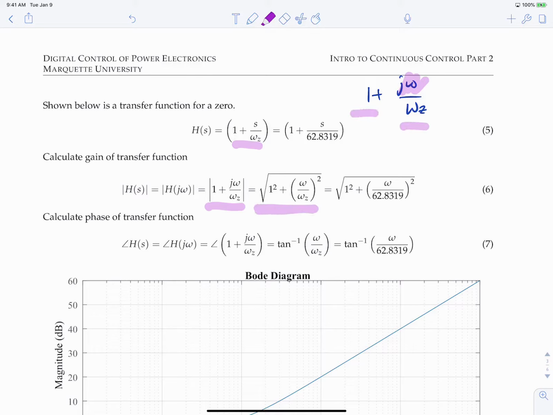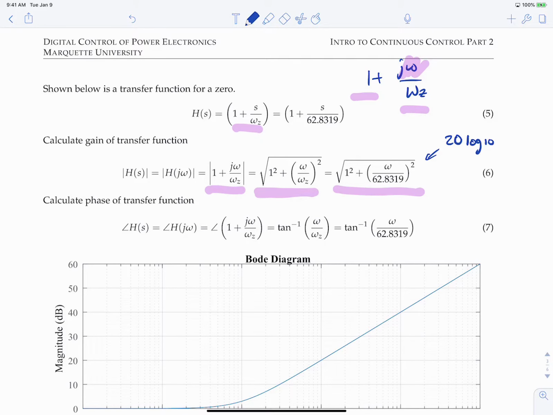That would be this, and you can solve it for here. If you do this, this should be the gain. But what you want to do to get it in dB is take the 20 log 10 of this, and you will get your gain relationship.